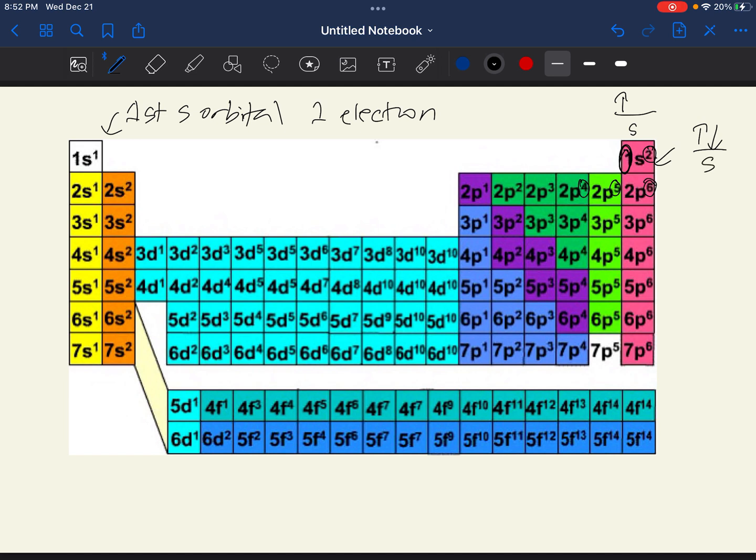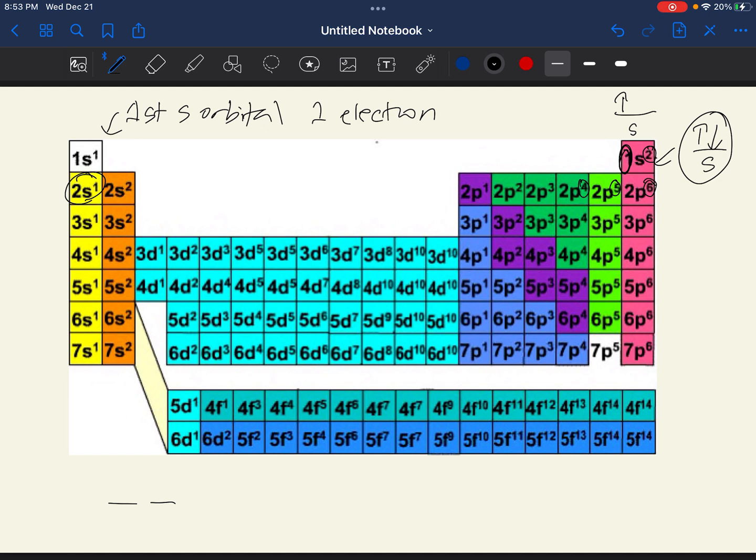So that is actually a complete orbital, because like I said in the first slide, there can only be 2 electrons in each s orbital. So then after that, we would go down to 2s1, and 2s1 on the periodic table is actually lithium.